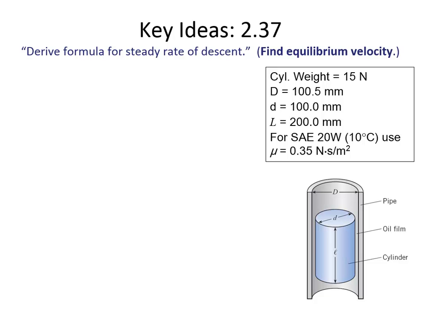And what we have is a lubricant in between. There's an oil, SAE 20 weight oil. And so I tell you what viscosity you should use for that at 10 degrees Celsius. There's an oil lubricating between those 2 parts, and we know the cylinder weighs 15 newtons, and in the problem statement it says derive a formula for steady rate of descent. That means steady rate of descent means equilibrium. It's not accelerating. It's reached its terminal velocity as it falls.